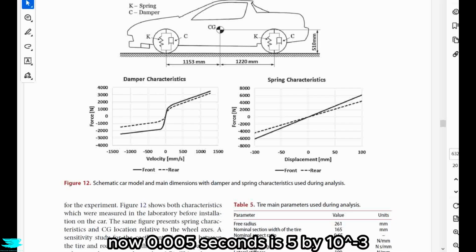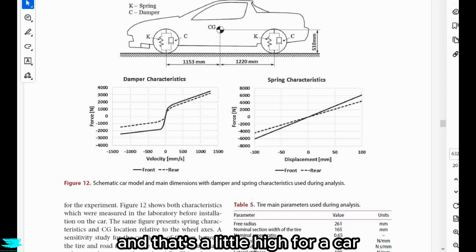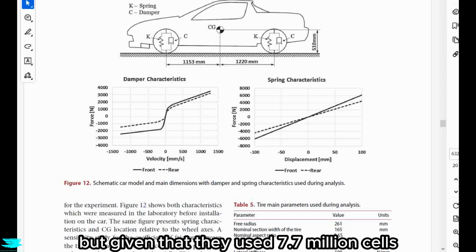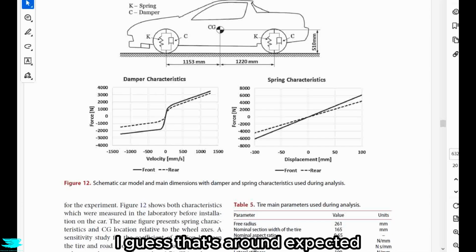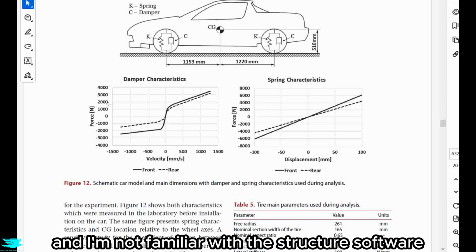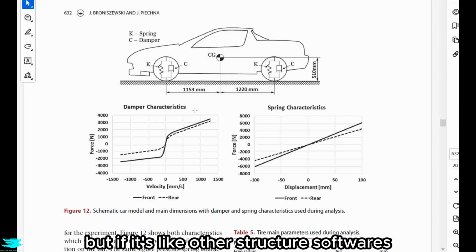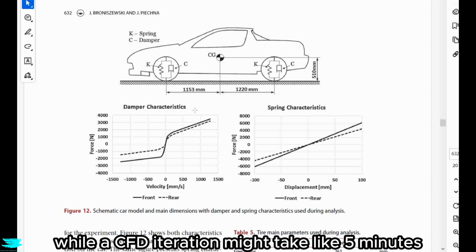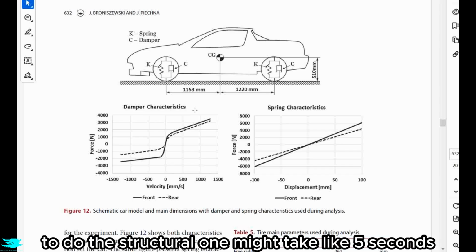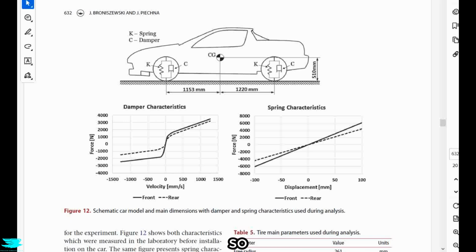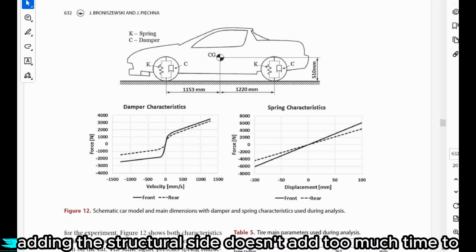Now, 0.005 seconds is 5 by 10 to the negative 3, and that's a little high for a car, but given that they used 7.7 million cells, I guess that's around expected. And I'm not familiar with the structural software that they used here. But if it's like other structural software, then while a CFD iteration might take like 5 minutes to do, the structural one might take like 5 seconds or even less. It's really much quicker.